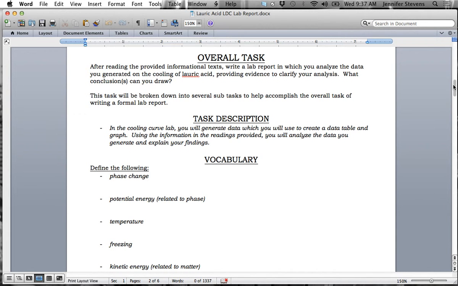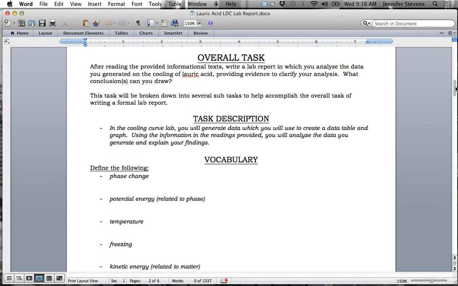All right, so the first part is actually stuff that you did in the lab. In the cooling curve lab, you will generate data which you will use to create a data table and graph. Using the information in the readings provided, you will analyze the data you generate and explain your findings.